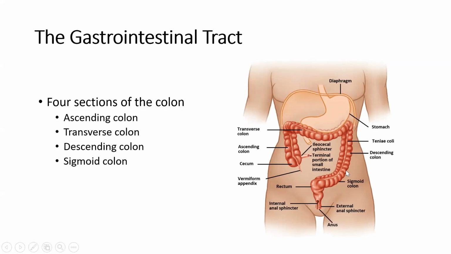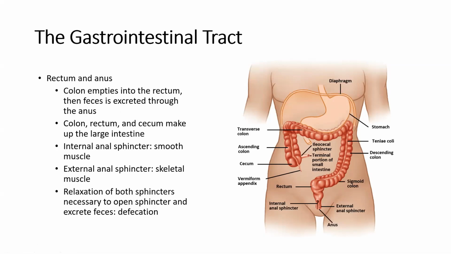And then finally, the colon kind of wraps around as it circles the pelvis. And this S-shaped region is called the sigmoid colon. And then we get to the distal parts of the colon, which become the rectum. And then the opening itself is called the anus. Okay, so the colon empties into the rectum and finally the anus.